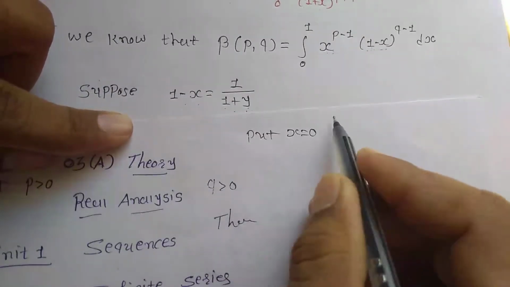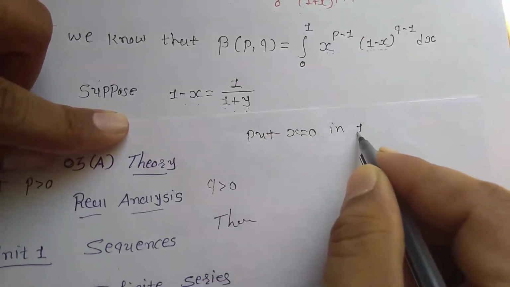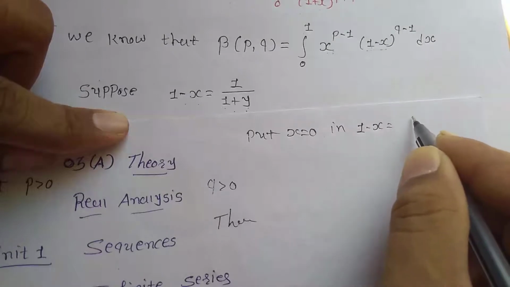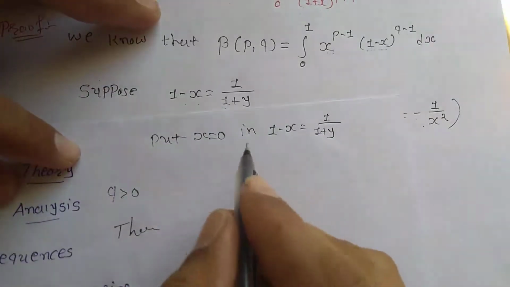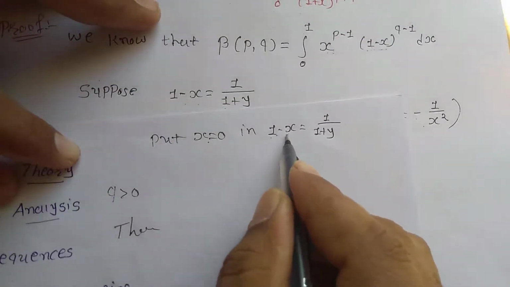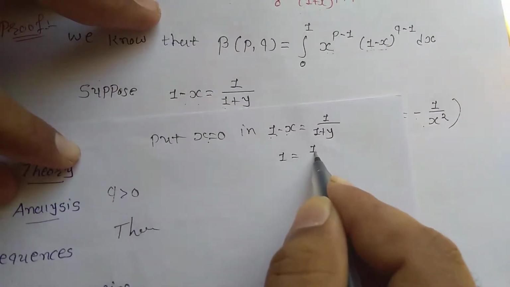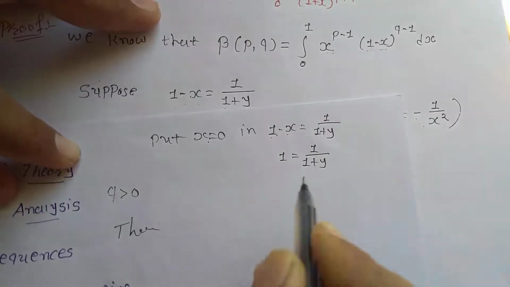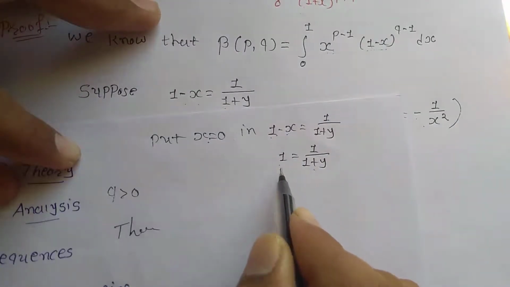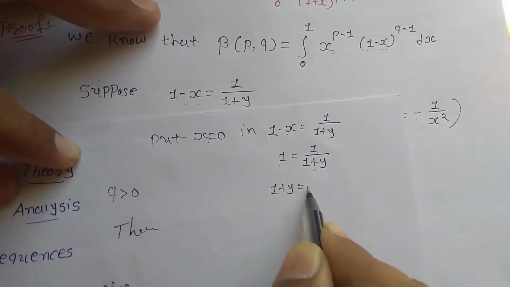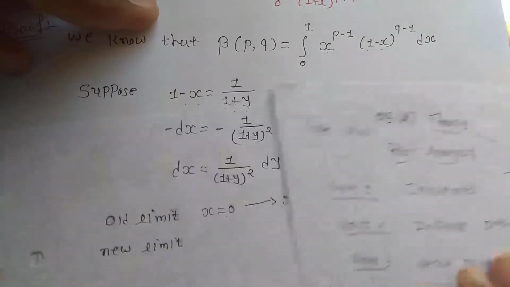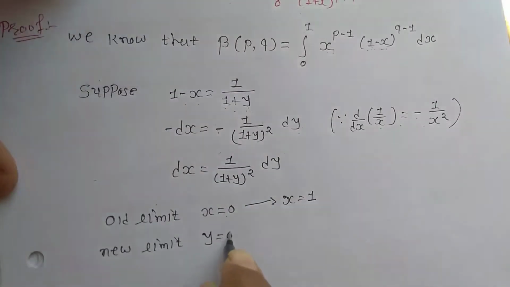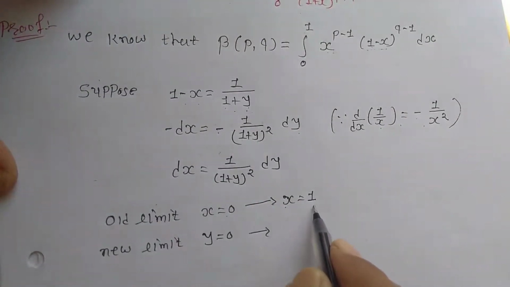Put x equal to 0 in 1 minus x equal to 1 upon 1 plus y. X is 0, therefore 1 minus 0 is 1, equal to 1 upon 1 plus y. 1 plus y into 1 is 1 plus y equal to 1. Therefore, y equal to 0. X is 0, then y is 0.